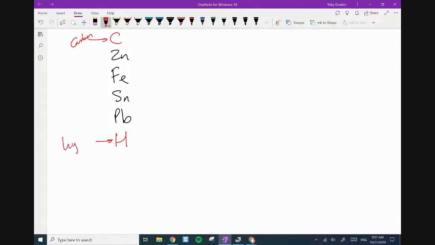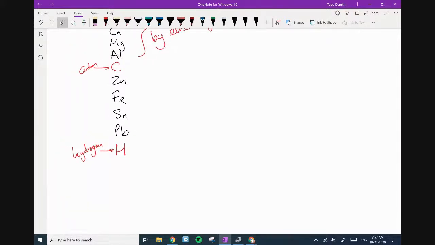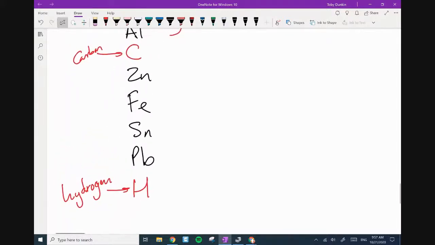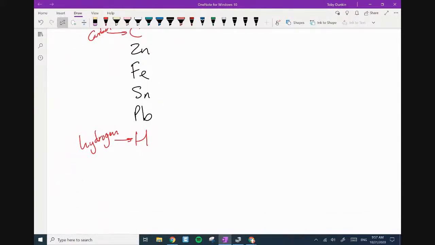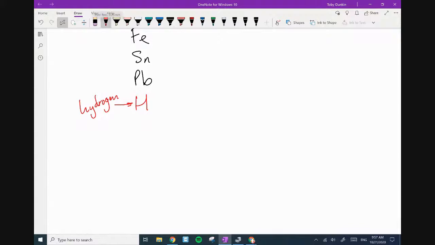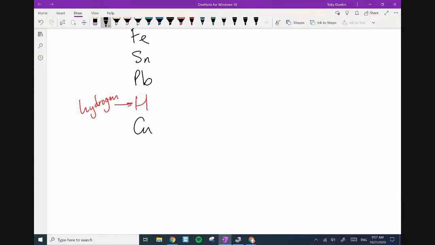Then we get hydrogen. And hydrogen, of course, is to do with acids. So anybody below hydrogen won't react with acid. So zinc, iron, tin, lead, hydrogen, and then we get copper, Cu. Then we get silver, and then we get gold, and then we get platinum. Cool. I think that's right.